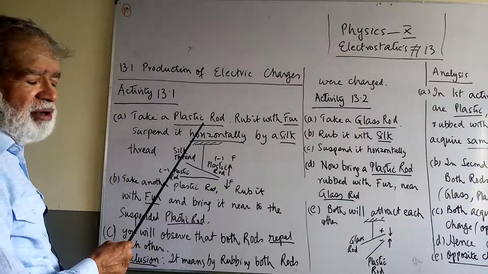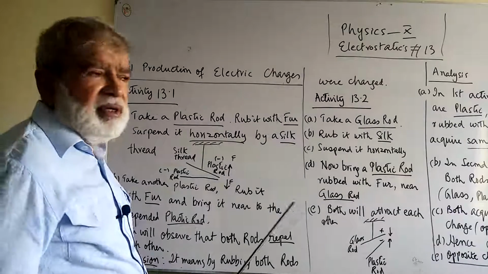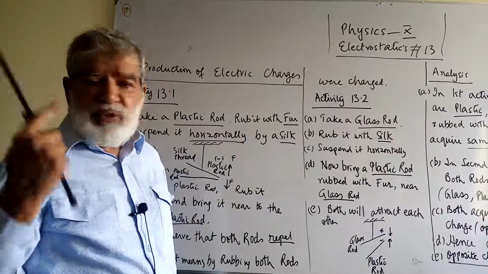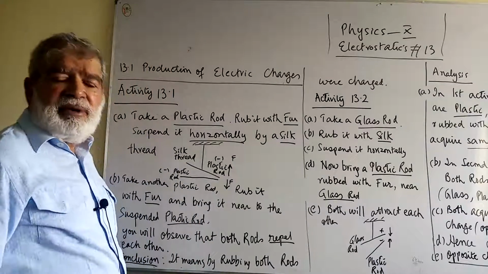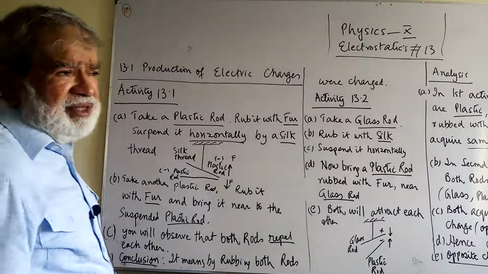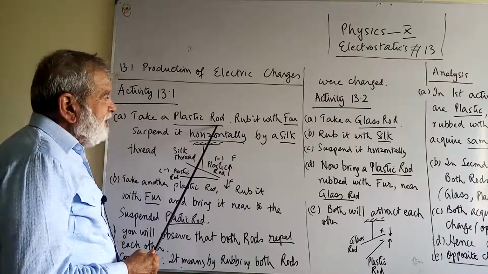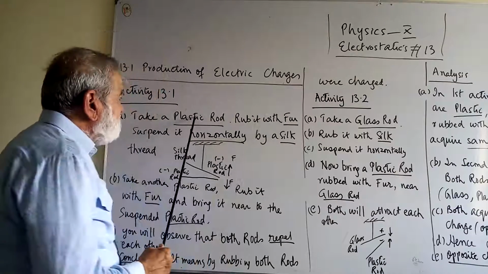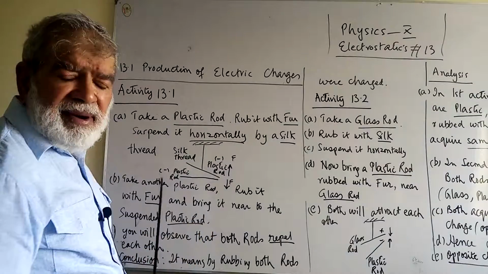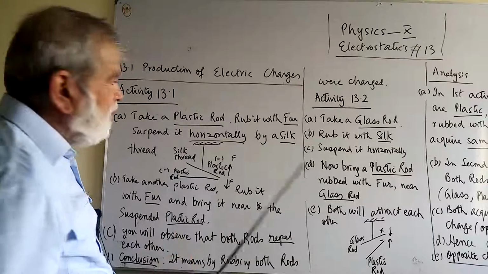Take a plastic rod. Over there, we took an amber rod, and we took a comb and ran it through our hair. And then we took an amber rod and rubbed it with silk. Now we take a plastic rod. So please remember, there are three different things that have been used so far. Take a plastic rod and rub it with fur. The amber rod was rubbed with silk. The comb was rubbed in your hair.